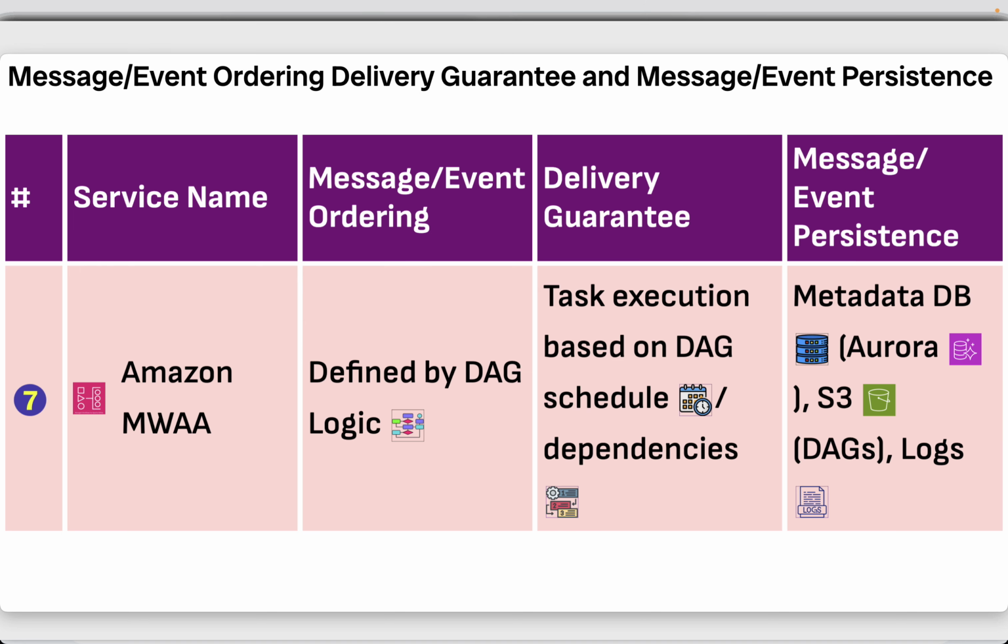Next, Amazon Managed Apache Airflow. So ordering is defined by the DAG logic and task dependencies. Delivery guarantee is task execution based on the DAG schedule. Persistence involves metadata storage in Aurora database, DAG's artifacts in S3 and logs. Ordering is determined by workflow logic defined in DAGs.